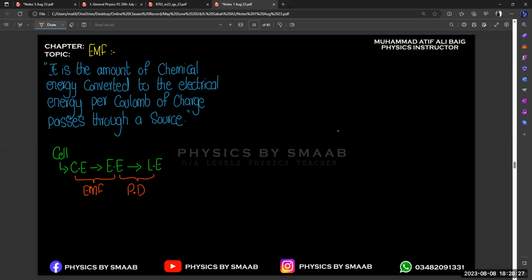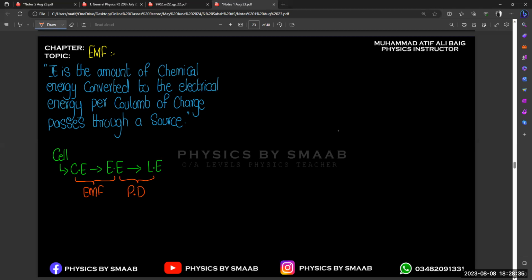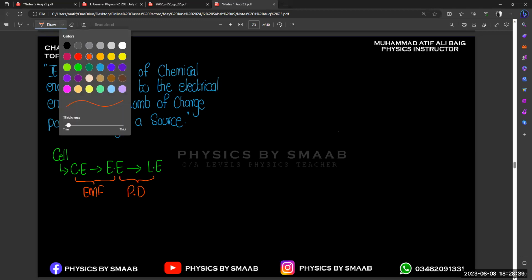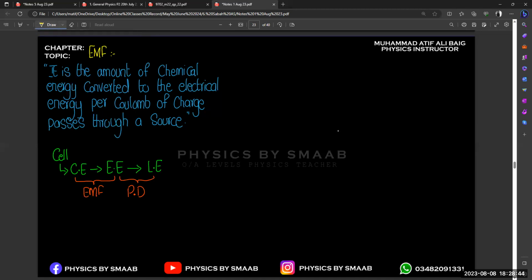We already discussed potential difference. Now the new concept related to the EMF is the internal resistance, right? We already know about the external resistance. We derived the formula for that, we discussed the derivation, and we also talked about the factors affecting resistance. So the new concept is related to internal resistance. This is a new topic.